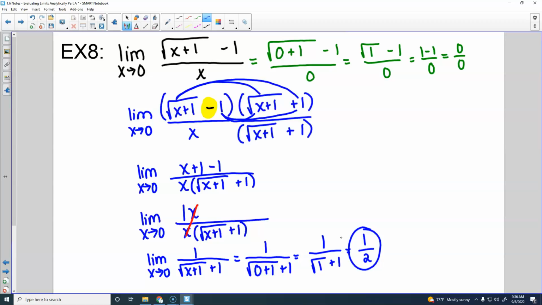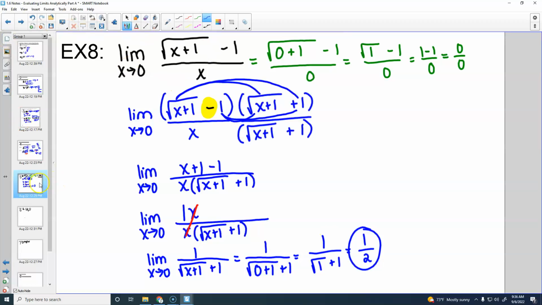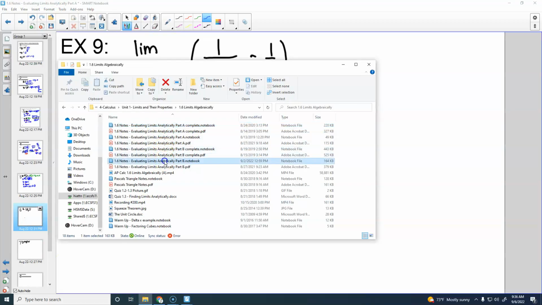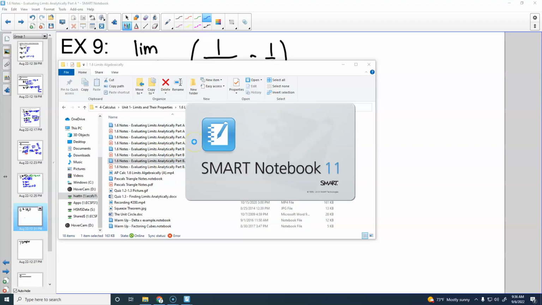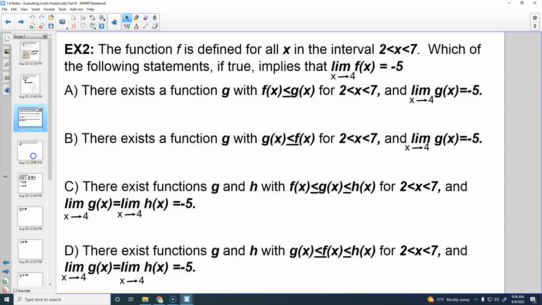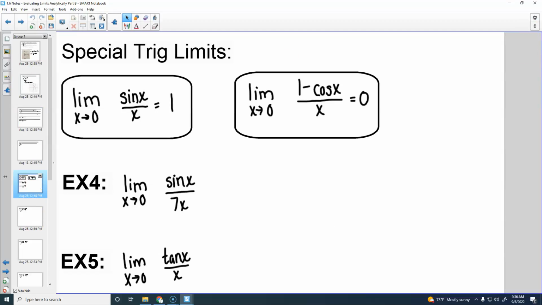Okay, questions on that one? All right. Okay, let's look at... What did I say? Hold on. Let me look at tomorrow's notes to remind myself of what we're looking at tomorrow. There have been times I did this all in one day. I'm not sure if I... squeeze theorem and oh yeah, trig. Yeah, we need to do them all day.